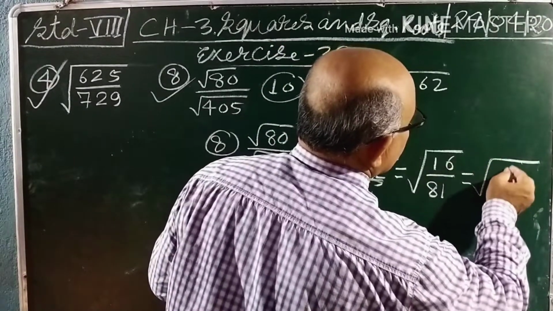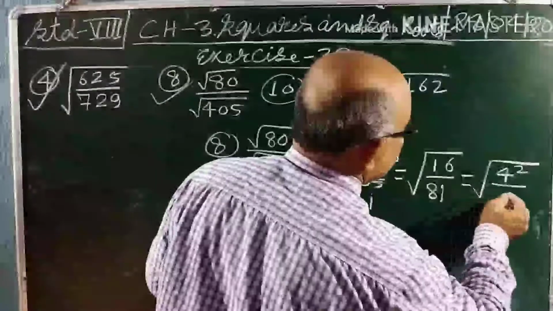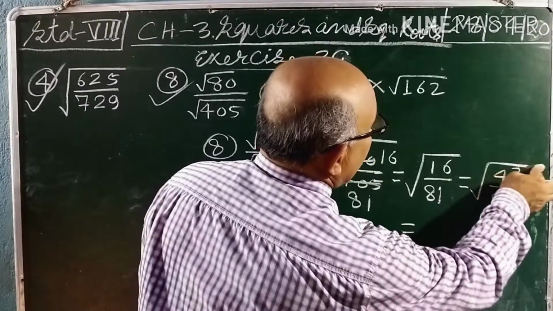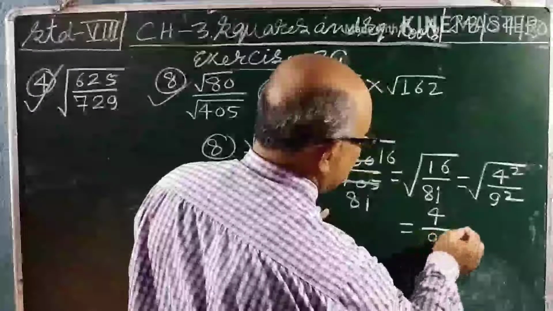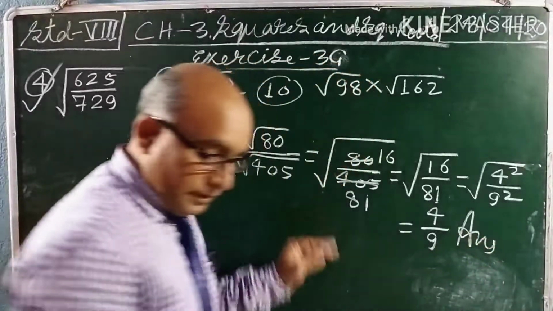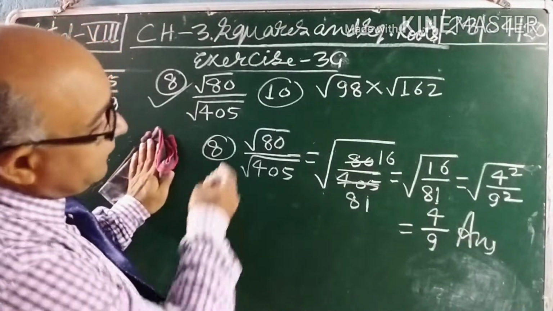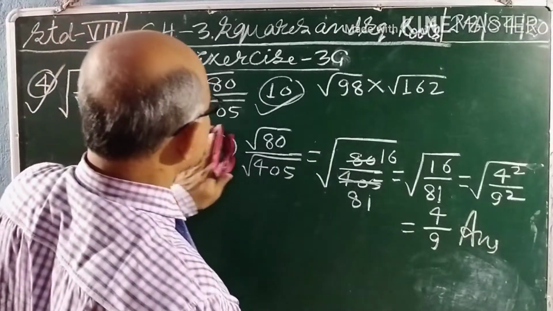So 16 is 4 square, and 81 is 9 square. So the square root of 4 square is 4, and the square root of 9 square is 9. 4 by 9 will be the answer of this question. Write it.